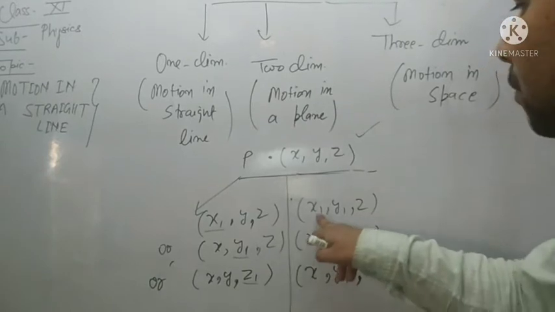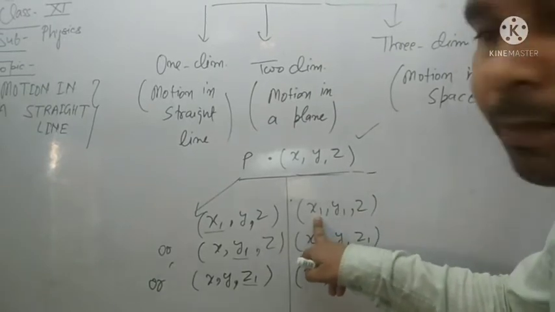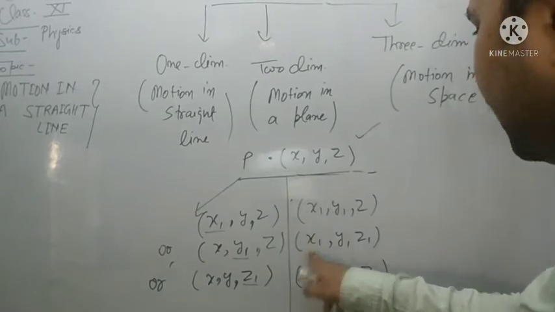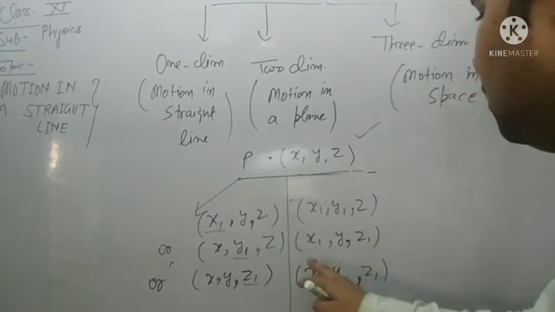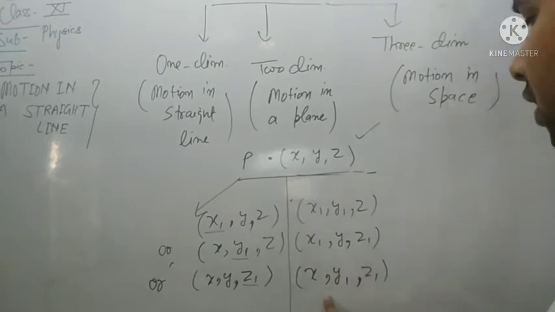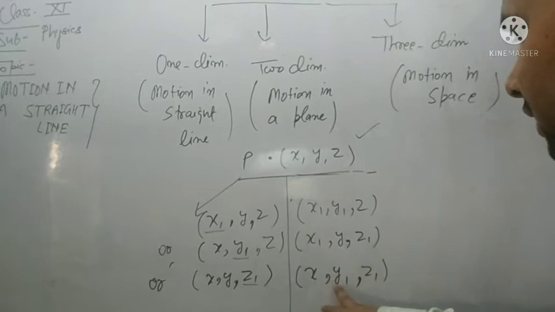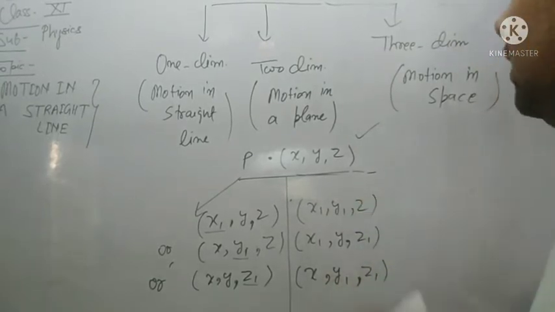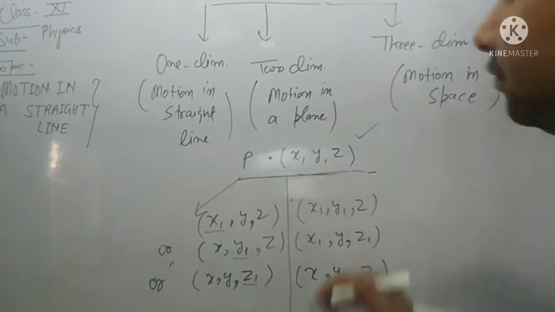For this example, body is moving in xy plane. For this example, body is moving in xz plane, and in the third one the body's motion is in yz plane. ठीक है, तो this is the motion in the plane.